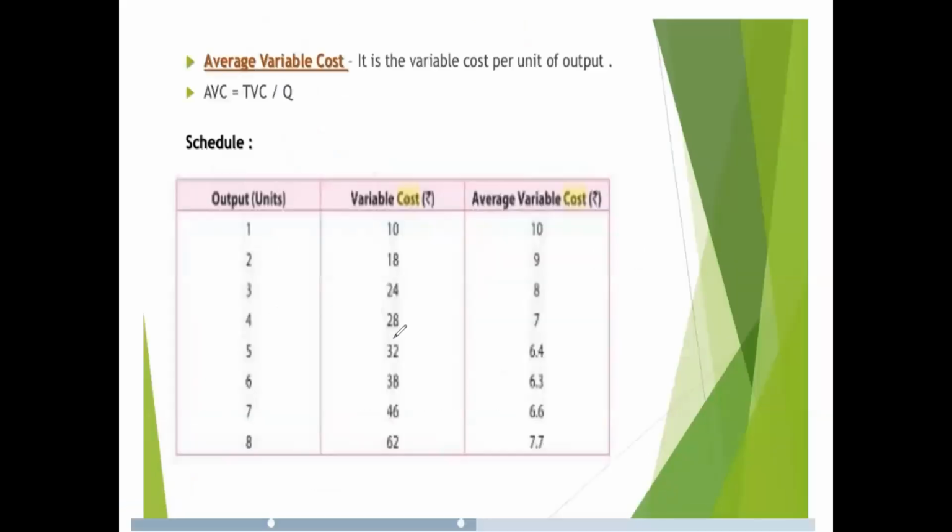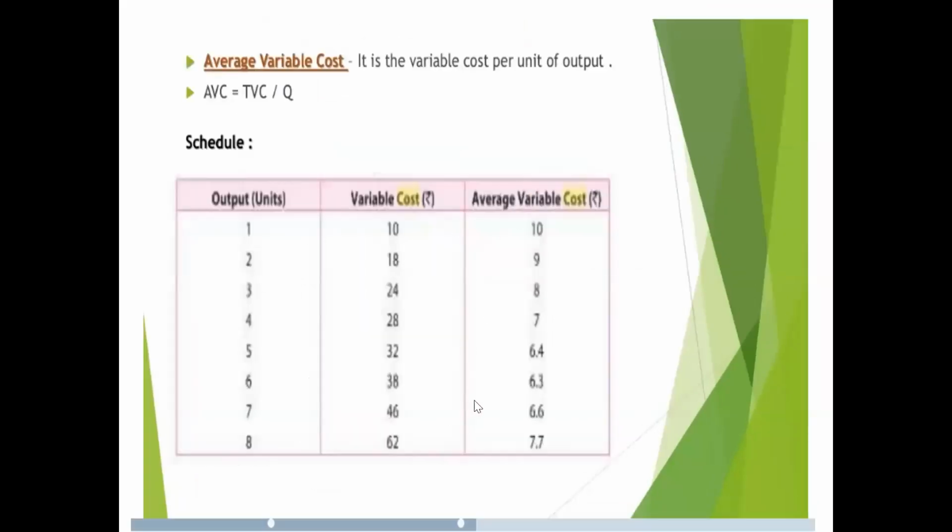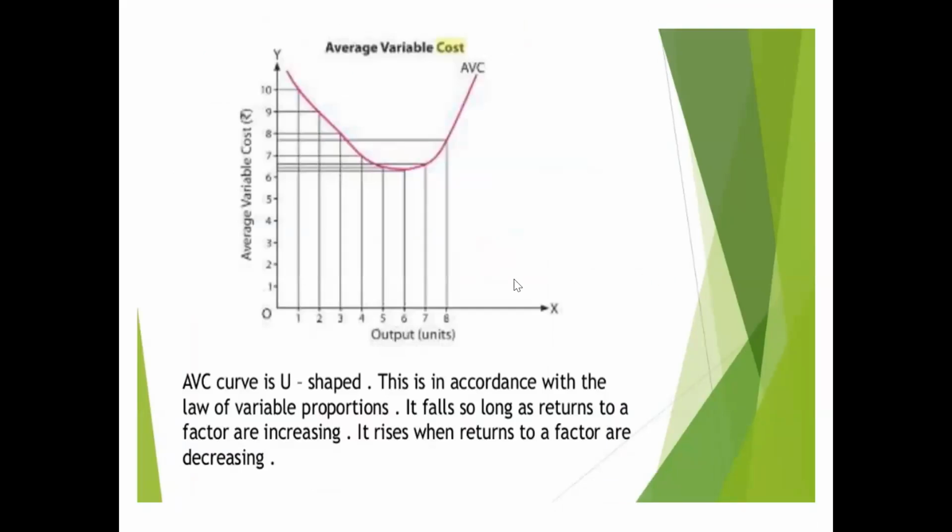It takes the shape of a rectangular hyperbola. So then if we draw the average variable cost, what happens to the average variable cost? It gradually declines.